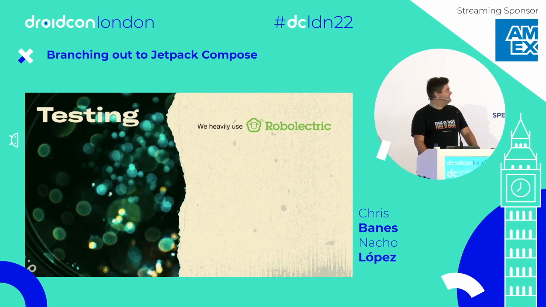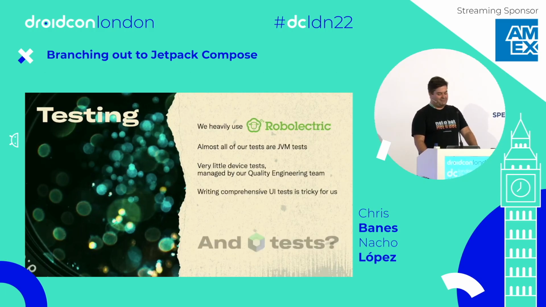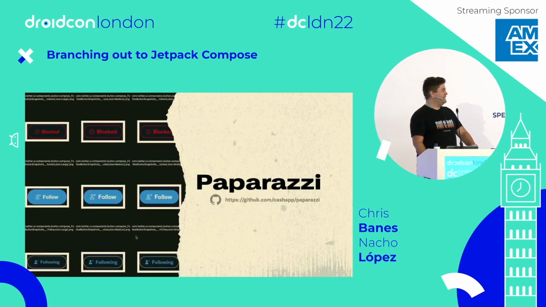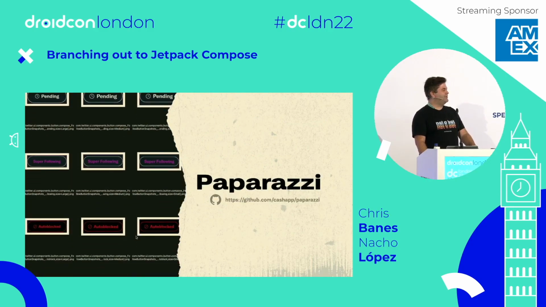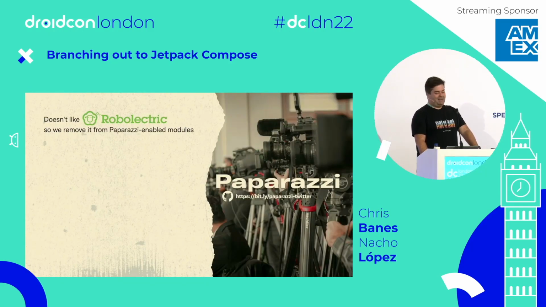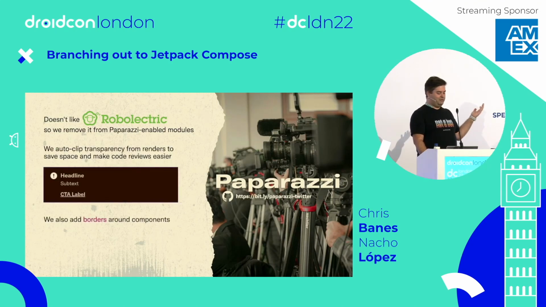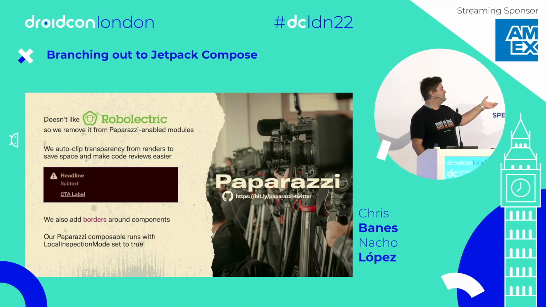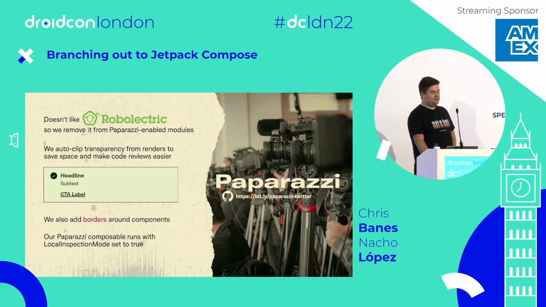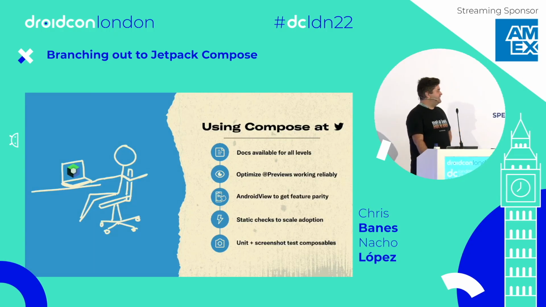Okay. So TLDR, we use Robolectric for testing, and we use the same for Compose. And to make sure that the UI is in a good state, we use Paparazzi. Paparazzi doesn't like Robolectric, so we had to nuke it from the classpath. We do some stuff on top, like we remove the transparent pixels, we add borders, and we set the local inspection mode to true. So the same good things that we had on previews, Paparazzi can take advantage of. So yeah, that's basically the gist of how using Compose at Twitter is.